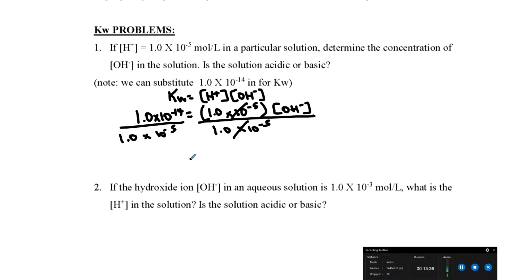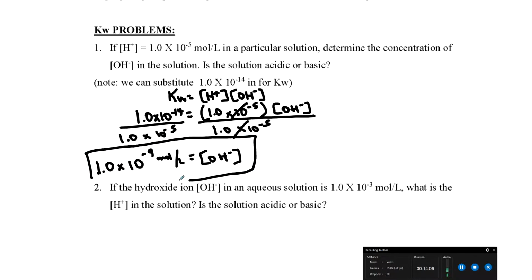And when we do that, what we get is an OH negative concentration of 1 times 10 to the negative 9 moles per liter. You can always just subtract your exponents in this particular case. So negative 14 subtract negative 5 is negative 9. So there's our OH negative concentration.